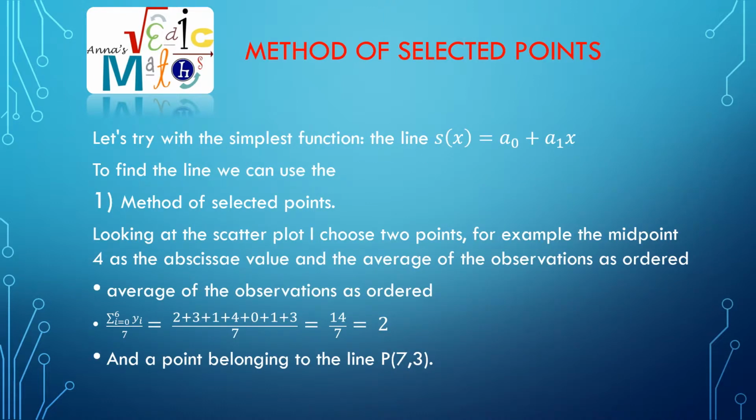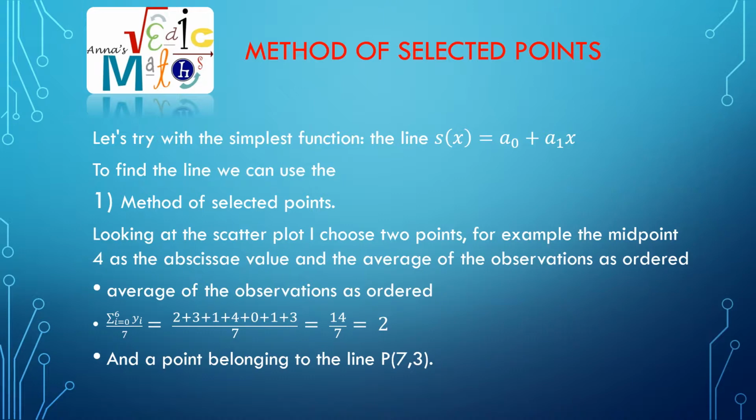Let's try with the simplest function, the line p(x) equals a0 plus a1 x. For the equation of a line, we need 2 points. We use the method of selected points. Looking at the cloud of points, I choose 2 points. For example, the midpoint 4 as abscissa value and the average of the observations as ordinate. The sum of the y values is 14, divided by 7, that's the number of the points.